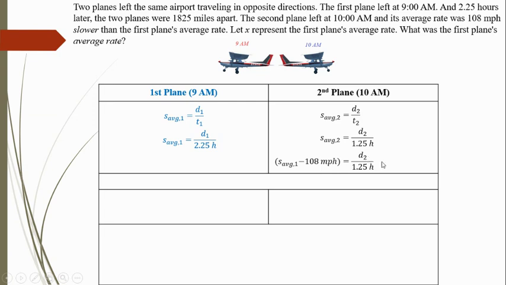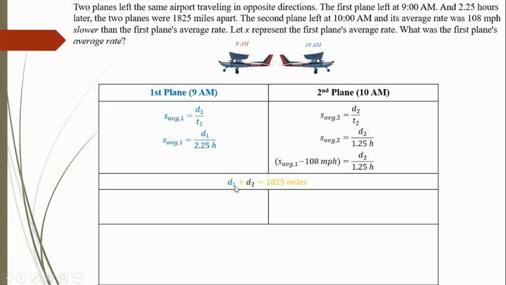Okay. The next piece of information that's going to come up is the essential part. What I do know is that the distance between the two airplanes, as stated in the problem, it says that after 2.25 hours, the two planes are 1,825 miles apart.